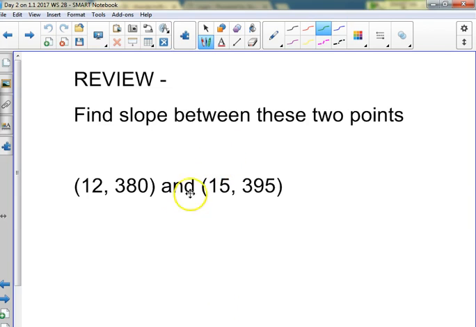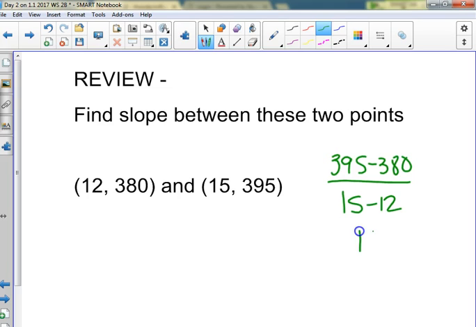I'll do this warm-up. Just find the slope between these 2 points, because this is in regards to the lesson today. How do you find slope between these? So what do I do? 395 minus 380 over 15 minus 12 is 15 over 3 is 5. Okay, you actually just found the rate of change between those 2 points in a linear equation.